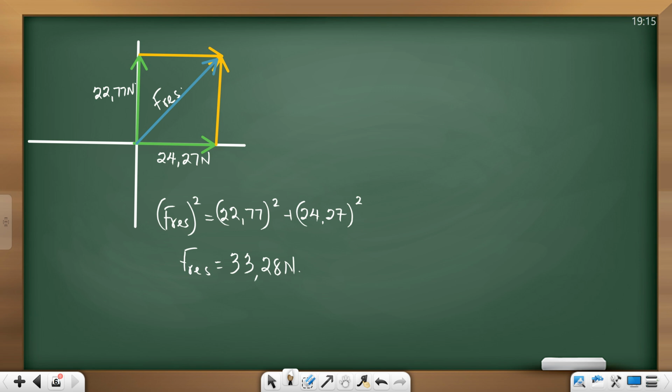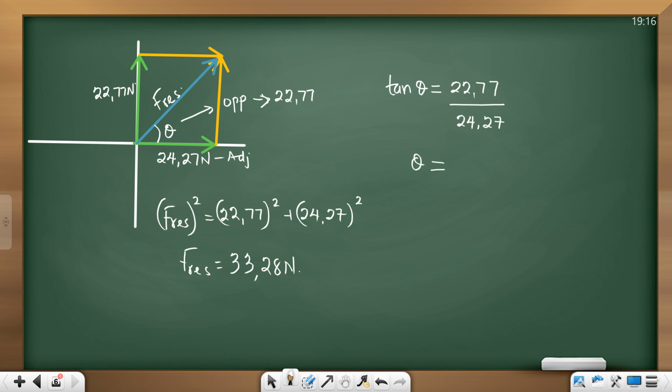Now, what about the angle? We need to find the angle. We can use this to find the angle. If I'm looking at that, that becomes my opposite, and that gives me my adjacent. So we can say tan theta, which is opposite over adjacent. Remember, this one is 22,77 over 24,27. Please give me an angle for theta again. I don't want to do all of these calculations for you, because we spoil you when we do the calculations. Get me the angle theta. That's trigonometry from grade 10.